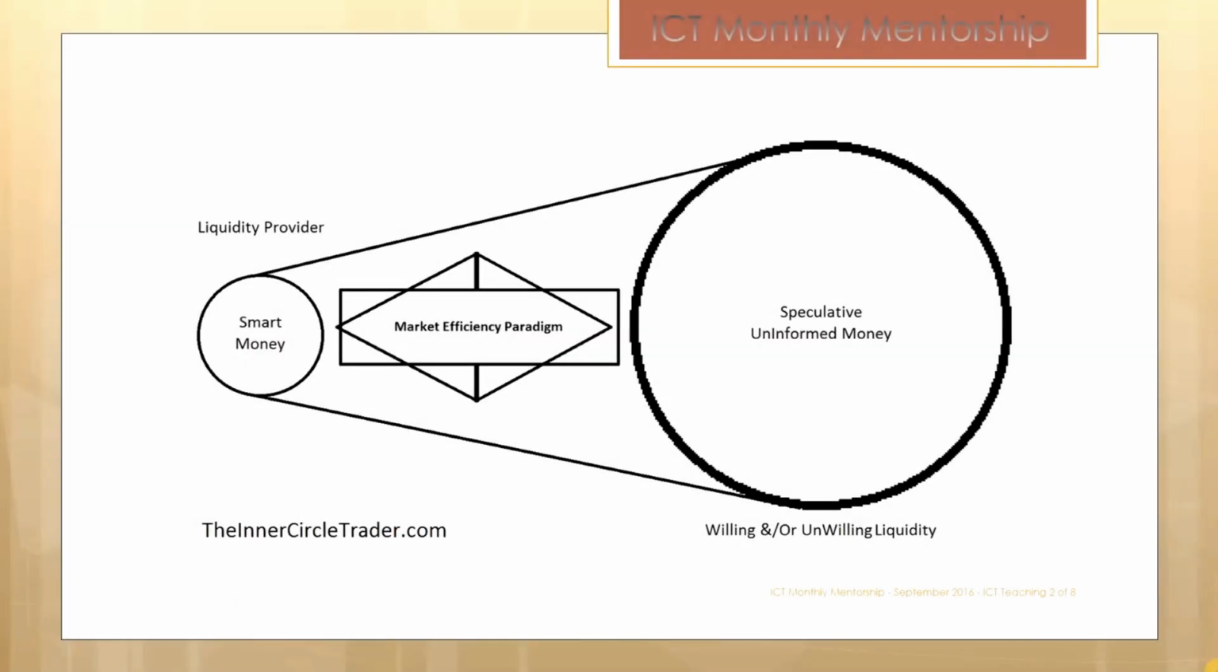Okay folks, we are in the second teaching of a series of 8 for the month of September 2016. And you've seen this before, but I just want to bring this up to you one more time. This is the market efficiency paradigm.